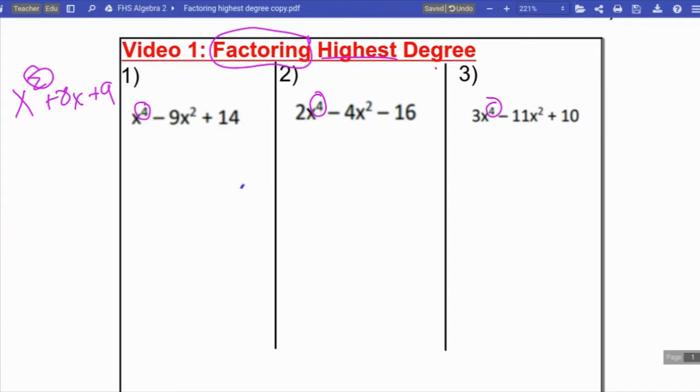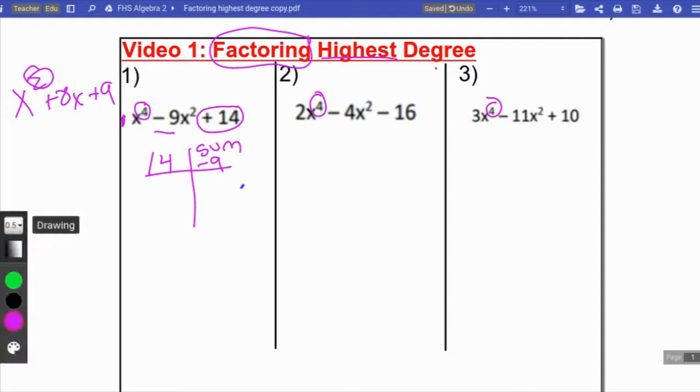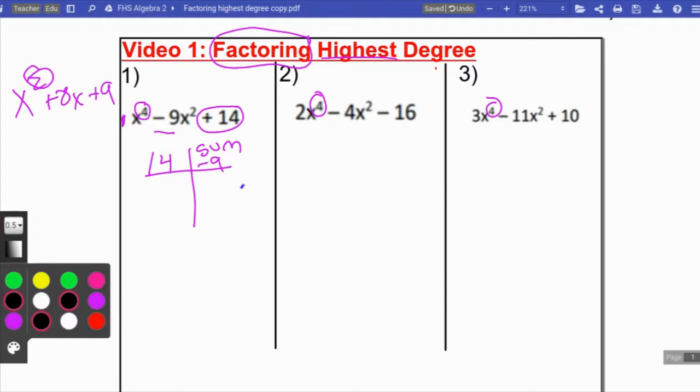So, first you look, is it a value 1 right here? Yep, that is a 1 value. Okay, cool. Then all you got to do is move forward. You take your last number, you write it right here. You make your table. Two numbers that will multiply to 14, but their sum must be the middle number, -9. What two numbers will multiply to give me 14? Think. But those two numbers gotta add up to -9.